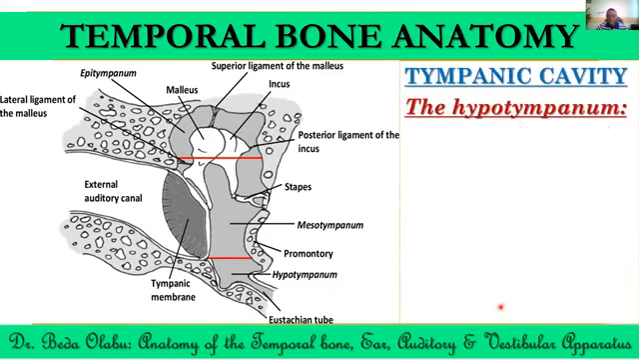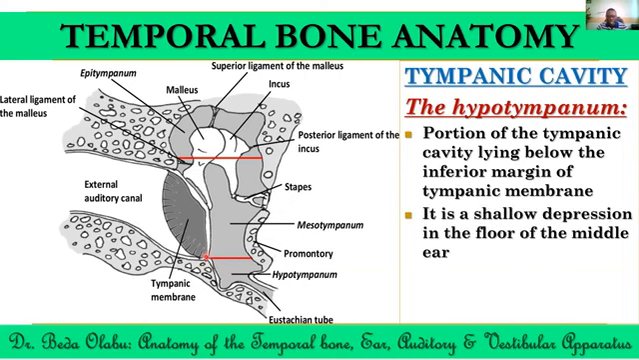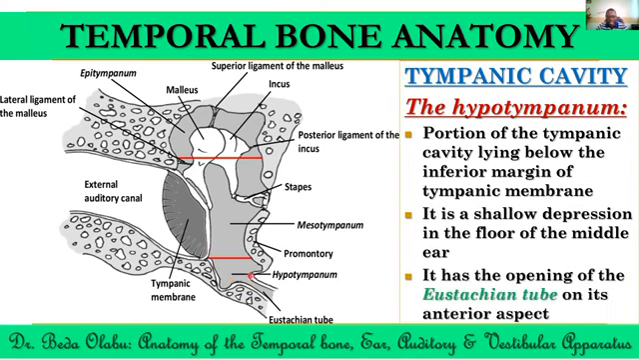Lastly, we have the hypotympanum, which is the portion of the middle ear cavity inferior to the lower margin of the attachment of the tympanic membrane. It's just a shallow depression in the floor of the middle ear, nothing much about it, but important is that this is the site that gives rise to the auditory tube. So the auditory tube connects the middle ear to the nasopharynx.